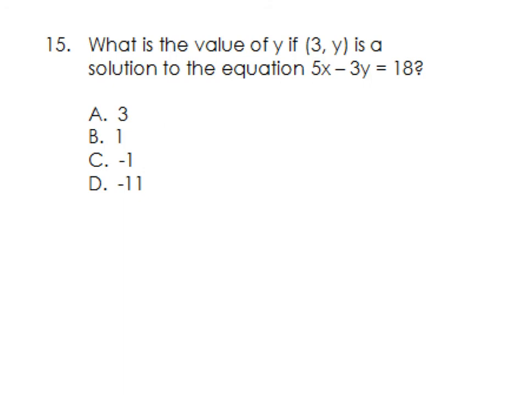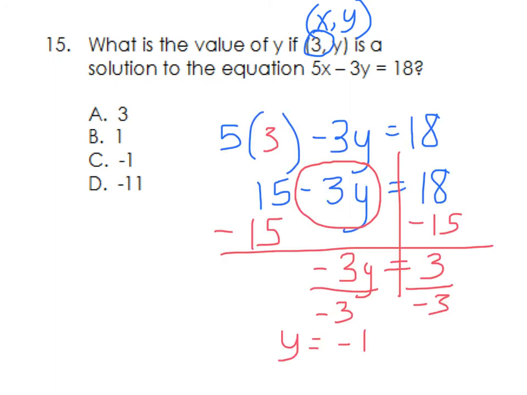So just like we had earlier, this is an ordered pair, x comma y. They've given us the value for x, which is 3. So we're just going to plug it into the equation and get our answer. Okay, so after I plug in 3 for x and I solve it all the way down, I come up with y equals -1.